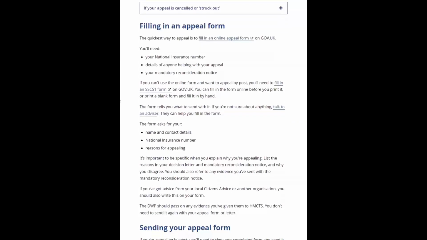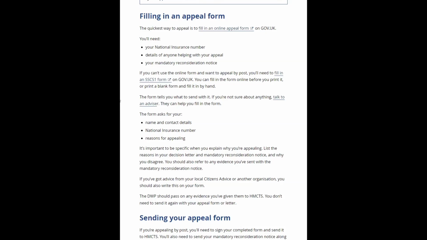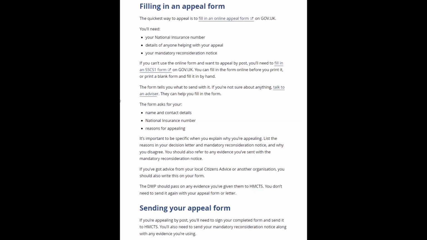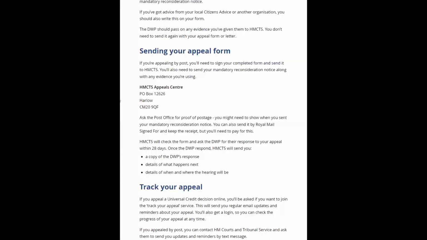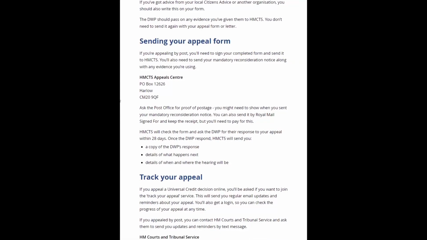Filling in the appeal form, there's a link there. Obviously you need details, and if you can't use the online form and want to appeal by post, you can send in the SSCS1 form on gov.uk. The form tells you what to send. If you're not sure, you can talk to an advisor, or you can do CAB. The DWP should pass on any information to HM Courts, and this will be the tribunal. For appealing by post, you have the appeal centre. Send your MR notice as well. Don't send the original.